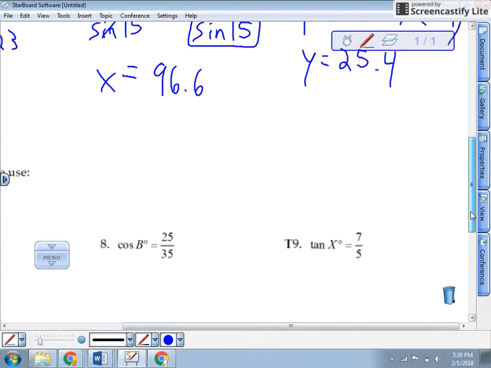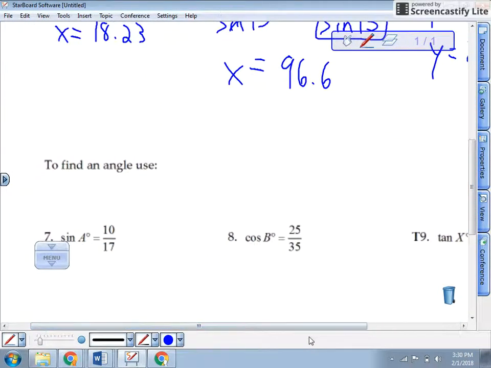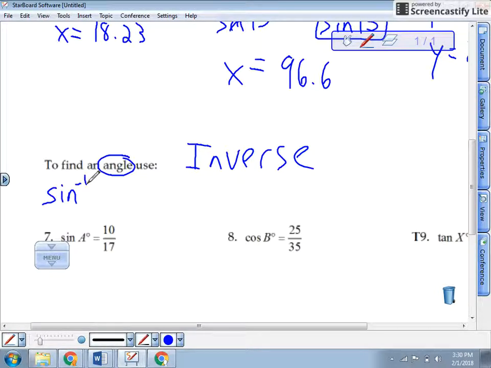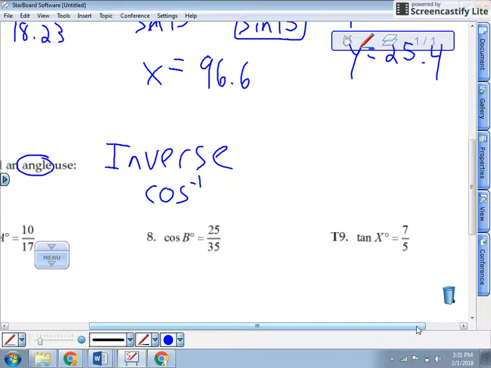Now, sometimes they're going to ask you to find the angle. To find an angle, use the inverse button. You've probably seen this on your calculator and didn't really know what it's for, but it's for finding the measure of angles in trig problems. It's the one that has the little -1, like an exponent. So sine to the -1 is sine inverse. For cosine, you'll see cos with that little -1 exponent, which means inverse. And for tangent, obviously tan inverse.